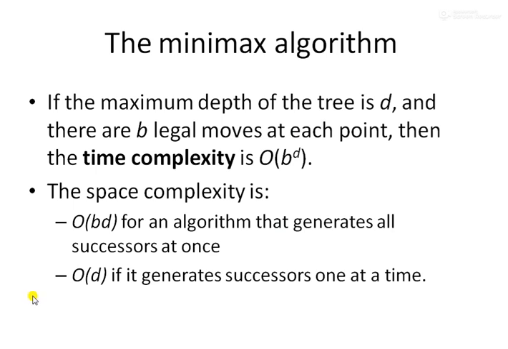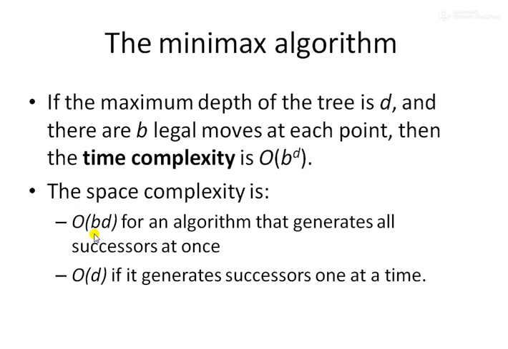So this is about MiniMax. Now let us see the computational cost of MiniMax also. If the maximum depth of the tree is d and there are b legal moves at each point, then the time complexity will be order of b to the power d. It is exponential, it is going to see all the possible moves, so that's why the computational cost for MiniMax is b to the power d. Similarly we can compute the space complexity, it is order of b into d, so bd is the space complexity.